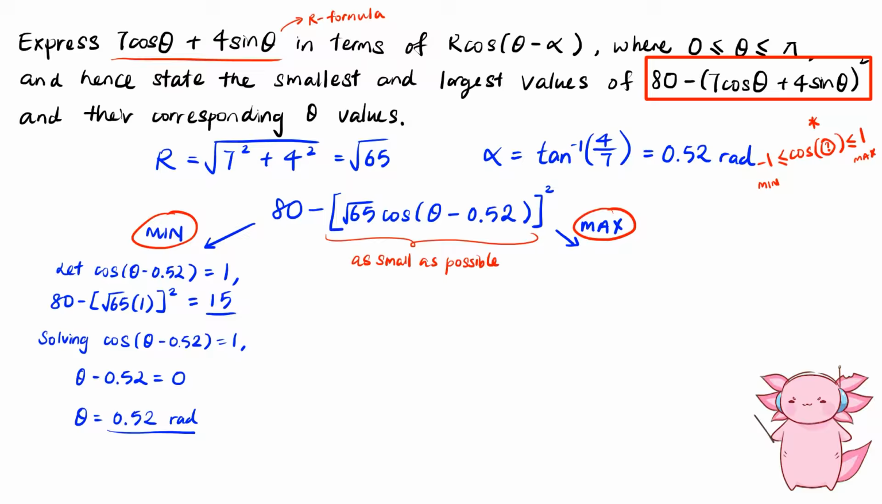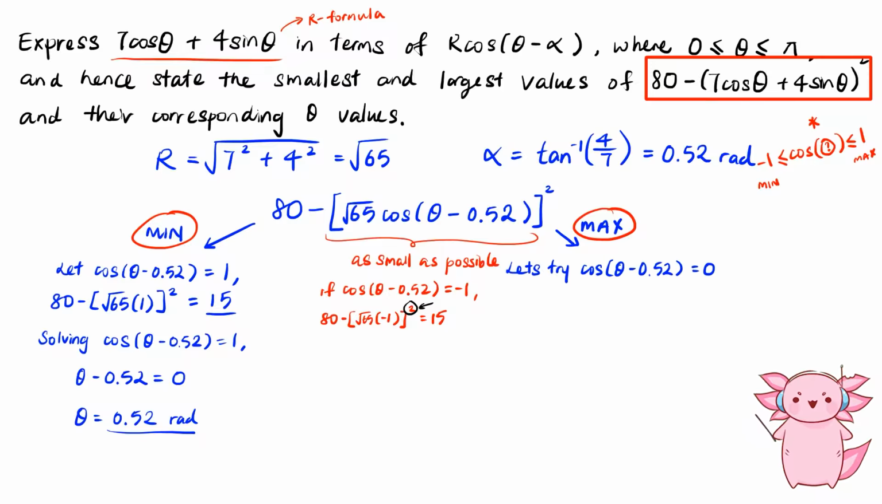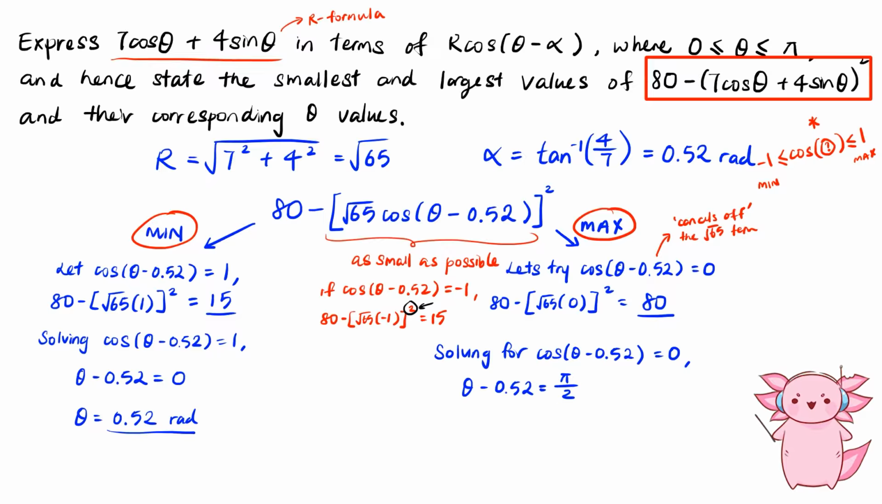But here's the problem. If we set this to negative 1, it doesn't really make a difference since the whole thing is squared. So instead, let's try to set cosine theta minus 0.52 equals to 0, because that will totally cancel out this square root of 65 term over here, and we can get the maximum value of 80. Then for the corresponding theta value, we can just solve this equation over here, and then we can get the final answer of 2.09 radians.